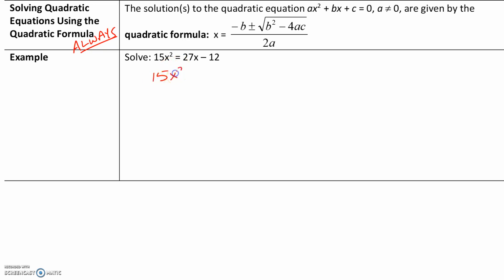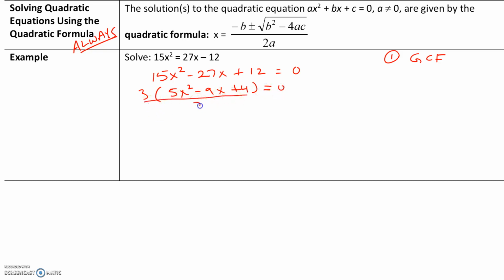Okay, so step 1, let's move all the terms. So subtract the 27x, add the 12 to one side. Other side is equal to 0. Just like with factoring, we always take out the greatest common factor first. So these have a common factor of 3. Take that out. So we're left with 5x squared minus 9x plus 4 equal to 0. And then we divide everything by 3. So we get 5x to the second power minus 9x plus 4, and that is equal to 0.